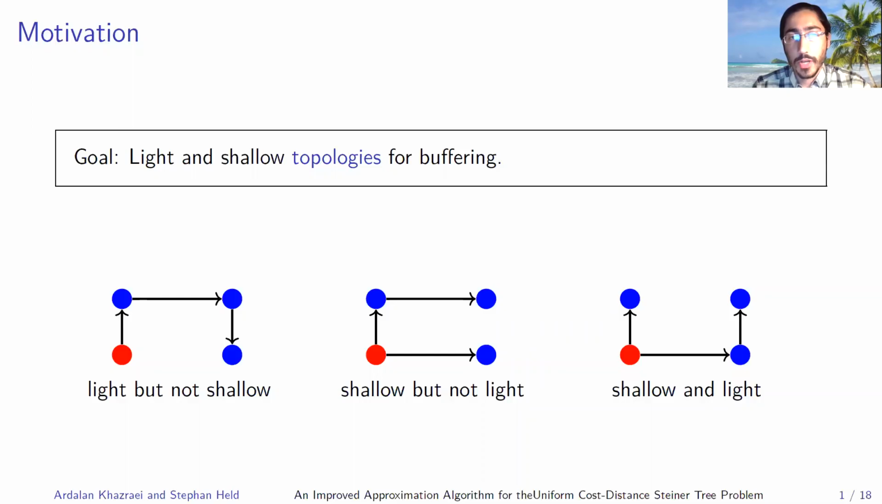This requirement may be abstracted as trying to find a Steiner tree connecting a number of nodes, which is both light and shallow. A light Steiner tree is one that has the sum of its edge costs as low as possible, such as this minimum cost spanning tree on the left, while a shallow Steiner tree is one where the path length from the source to its sinks is as short as possible, like this shortest path tree in the middle. Now, ideally, we are looking for a solution that could satisfy both criteria simultaneously, like the one on the right.